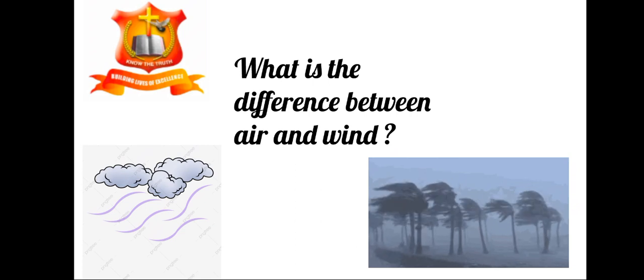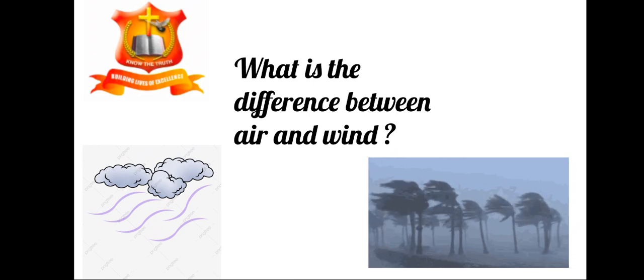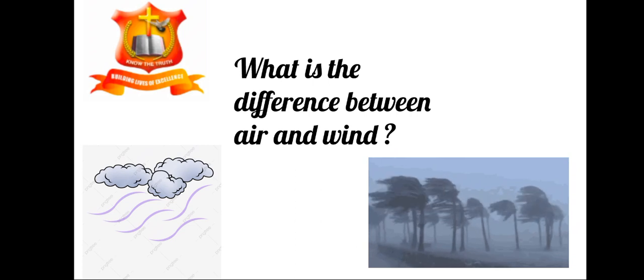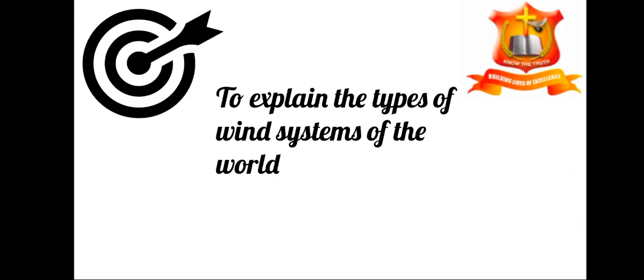It is named according to the direction from which it blows. For example, the wind blowing from the northeast is called northeast wind. And the wind that is blowing from the east, those are called easterlies. So I hope you understood what we are going to learn today. So today we will learn about different types of wind and the wind system of the world.